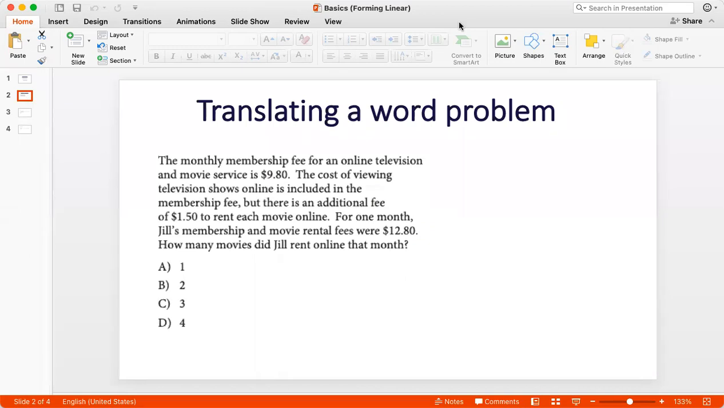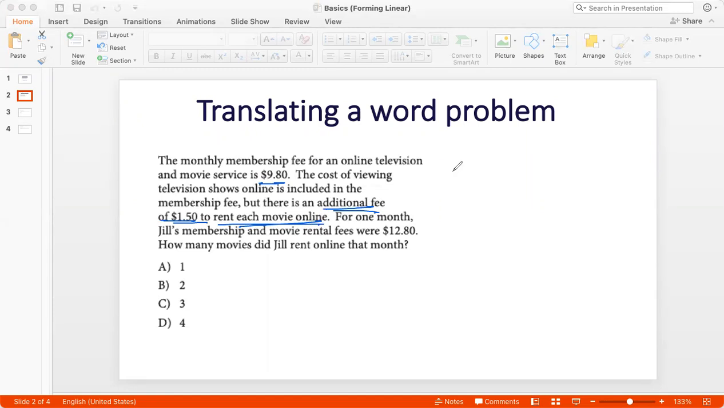So here we have the monthly membership fee for an online television and movie service is $9.8. The cost of viewing television shows online is included in the membership fee, but there is an additional fee of $1.5 to rent each movie online. For 1 month, Jill's membership and movie rental fees were $12.8. How many movies did Jill rent online that month?